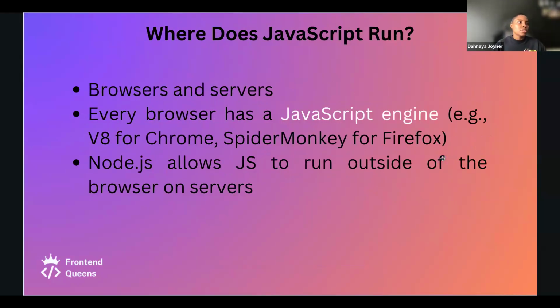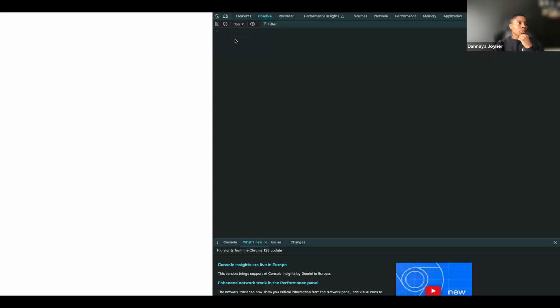So where does JavaScript run? It runs in browsers and servers, and every browser has a JavaScript engine. For example, Chrome's JavaScript engine is V8, and Firefox's JavaScript engine is SpiderMonkey, because every browser has a JavaScript engine, since JavaScript was originally made to run in the browser. Now we have Node.js, which allows JavaScript to run outside of the browser on servers. We can see what that looks like.